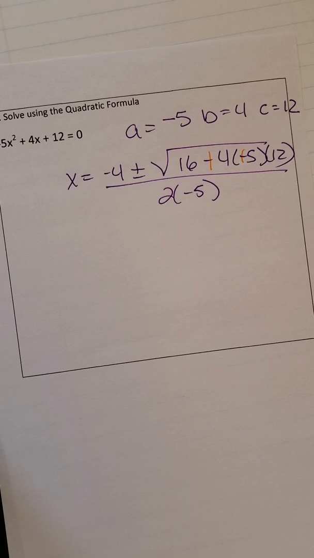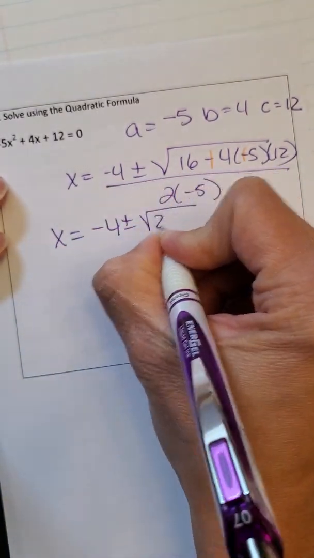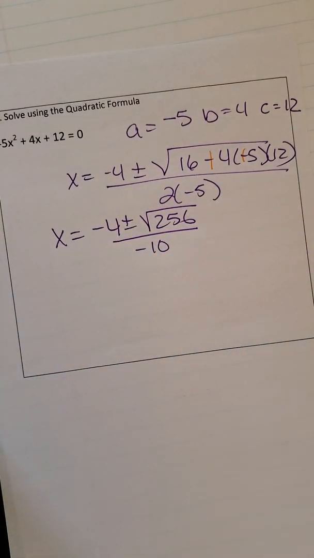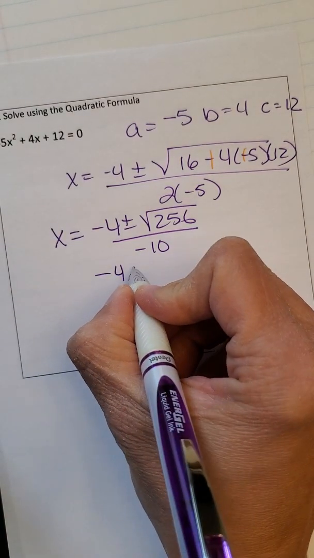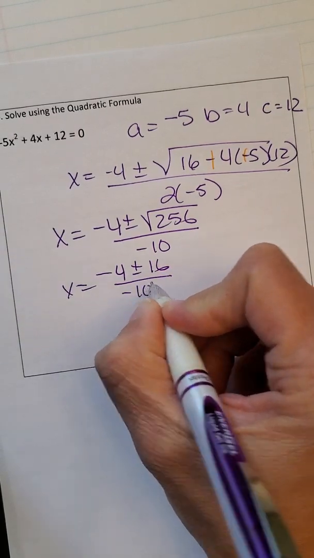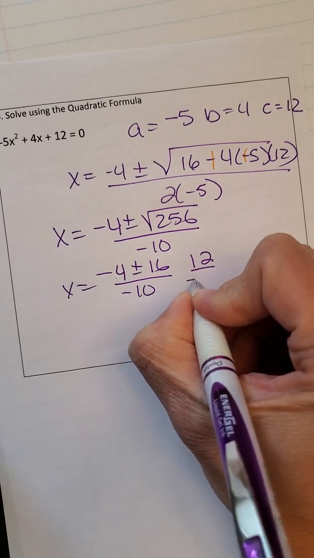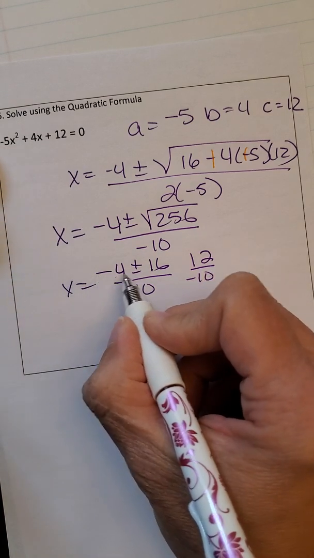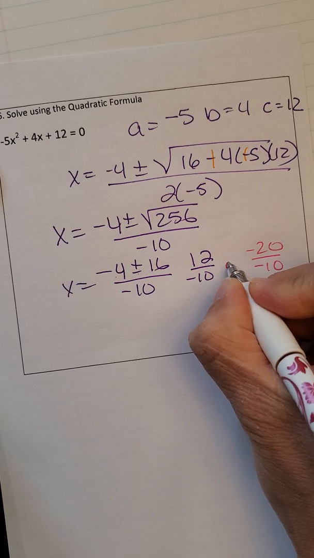And when we do that, we get 256, and that is a lovely perfect square. So it's positive and it's a perfect square, which means that we're going to get 2 rational roots. So the square root of 256 is 16. So we're going to get negative 4 plus 16. That's going to get us a 12 over negative 10. And then the other one is going to be negative 4 minus 16, which is negative 20 over negative 10. So those are our 2 answers.